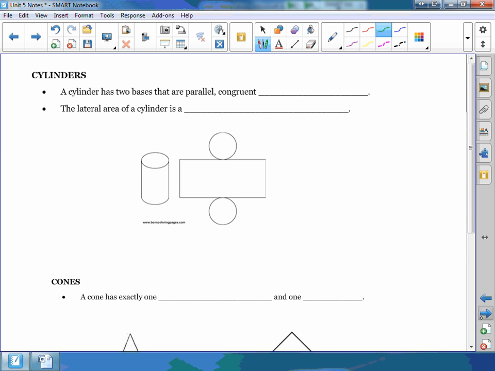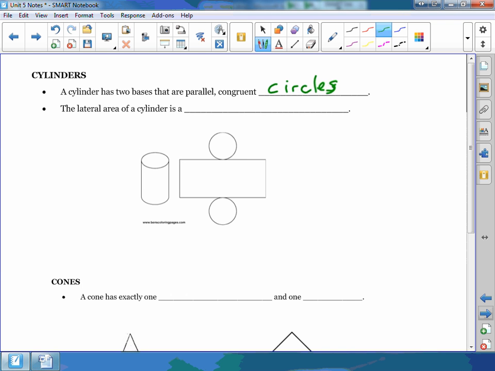Well, it has to be. All right, if they're not circles, if they don't have circular bases, then you don't have a cylinder. But the lateral area, now I probably gave you a little too much with this diagram here, but the lateral area of every cylinder, and this is going to be important when we start talking about surface area, is what, Marco?